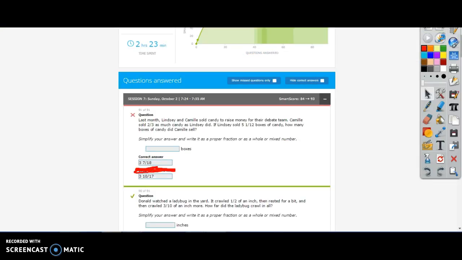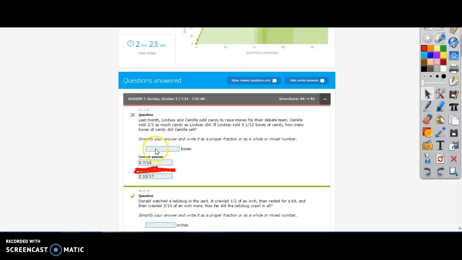So for instance, if I'm taking a look at the last question that this person was working on, they were doing a problem like this. I can scroll down a bit and I can see the questions that they got incorrect. So for instance here, this question says, last month, Lindsay and Camille sold candy to raise money for their debate team. Camille sold 2/3 as much candy as Lindsay did. If Lindsay sold 5 and 1/12 boxes of candy, how many boxes of candy did Camille sell?